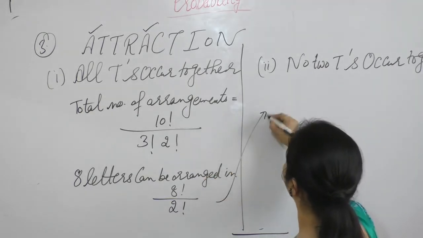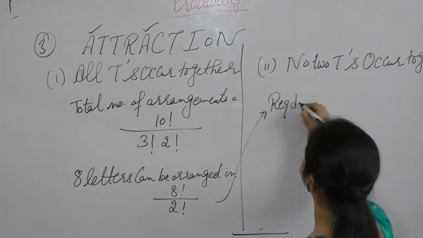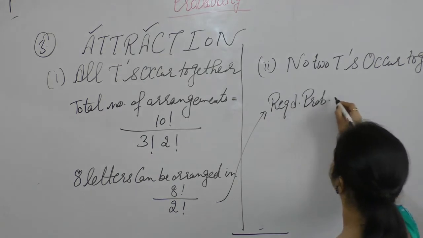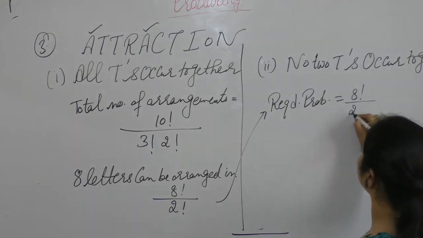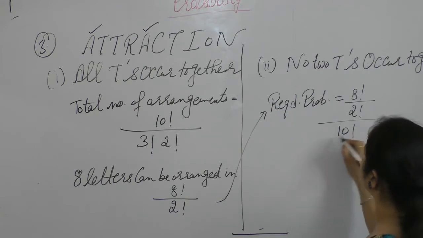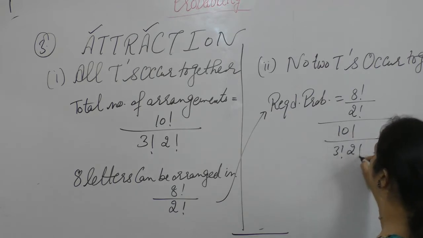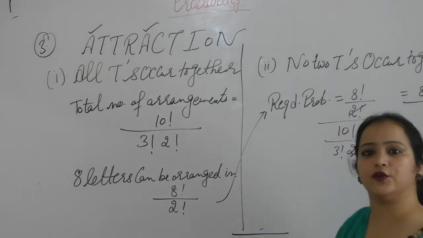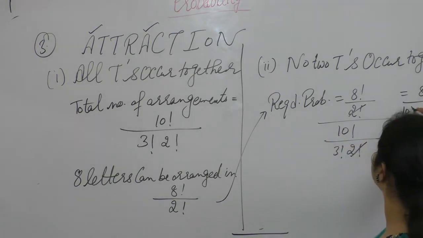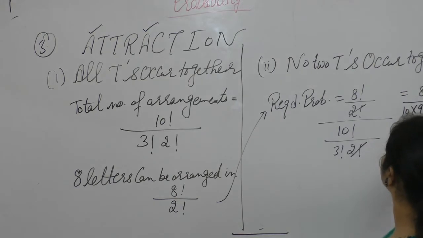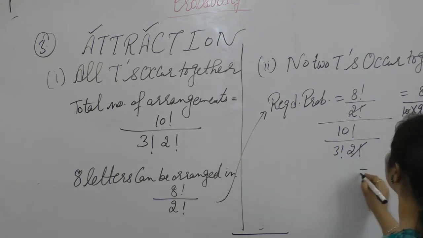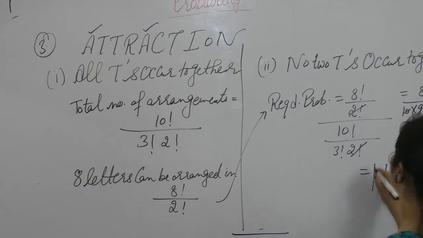Now the required probability is 8 factorial upon 2 factorial, over 10 factorial upon 3 factorial and 2 factorial. 8 factorial, we can write 10 factorial as 10 into 9 into 8 factorial, 3 factorial, 3 into 2. So we get the answer as 1 by 15.